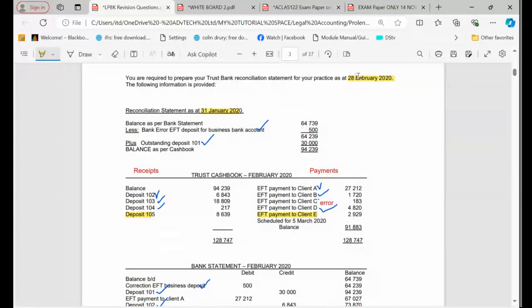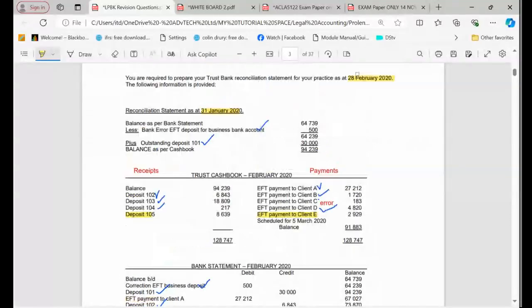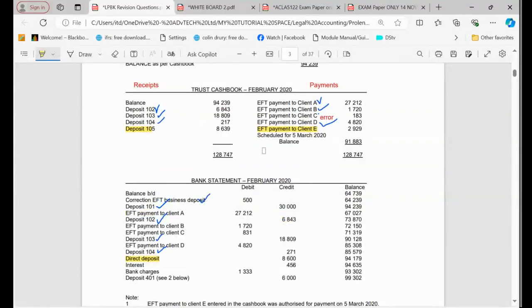Let me ask you a question, just in case. Let's say, for example, they ask you to compile the cash book. Obviously, from the start, the balance here is the balance that you always start with. That's why here they even started with it. But let's say you are dealing with the bank reconciliation statement.